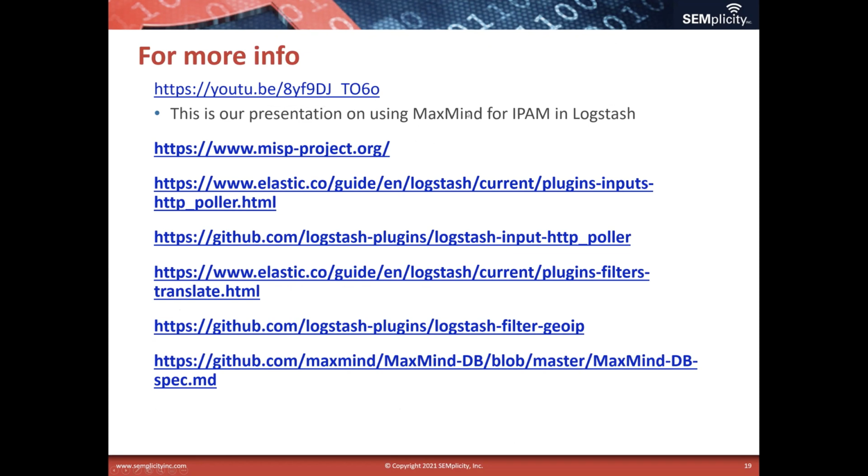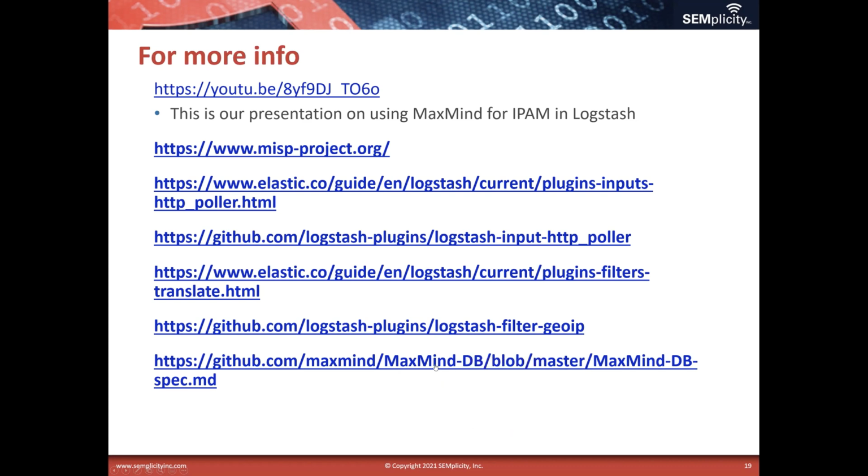I know we talked a lot about IPAM and MaxMind and GeoIP. We've got a presentation on that if you're a glutton for punishment. And then here are all the sites for the various sites in the presentation. The MISP project is a good one, and the GitHub for the Logstash plugins is super useful. We found these things, especially the GeoIP, the HTTP poller, and the translate filters. These three are really useful.